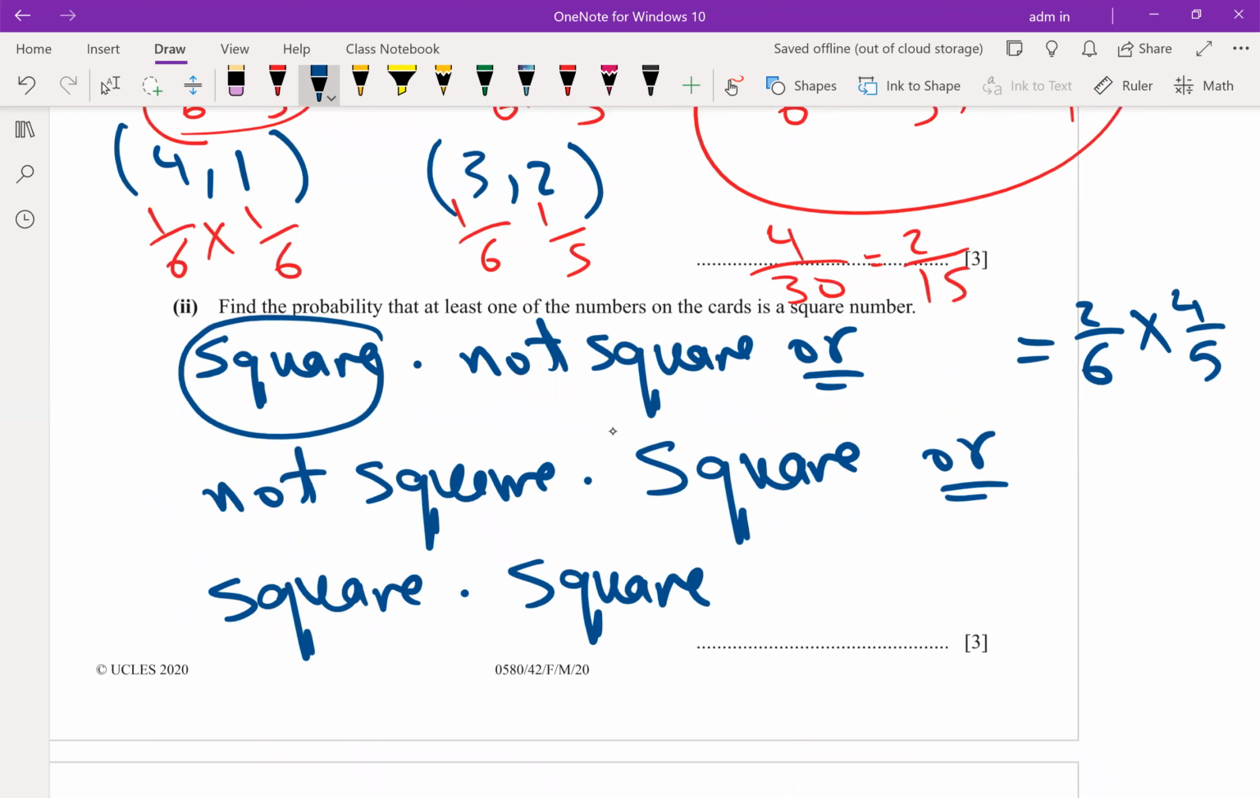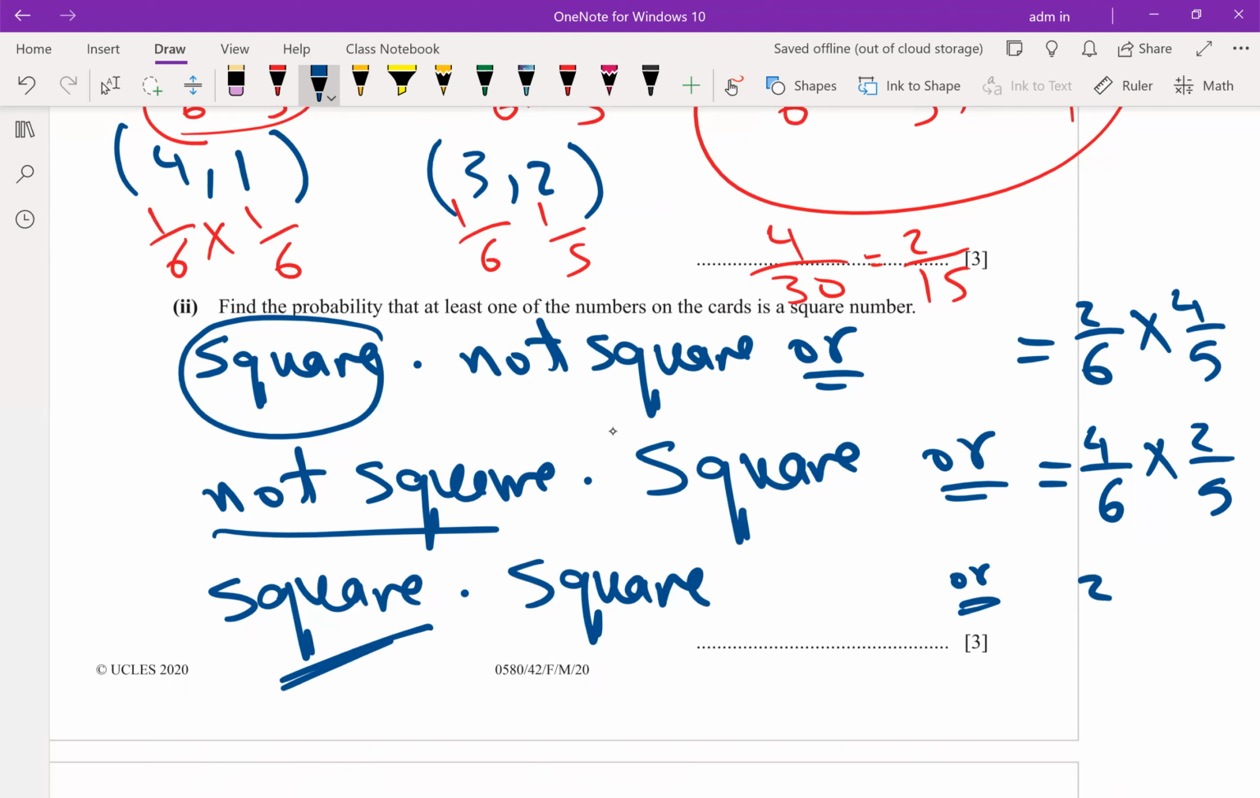Repeat again for the second part. Not a square will be 4 out of 6. Then square will be 2 out of 5. Exactly the same, which is written up. Yes, it's the same, but the order changed. Or a square. How many squares? 2 out of 6. The next will be a square. Will be what? Perfect. 1 out of 5.